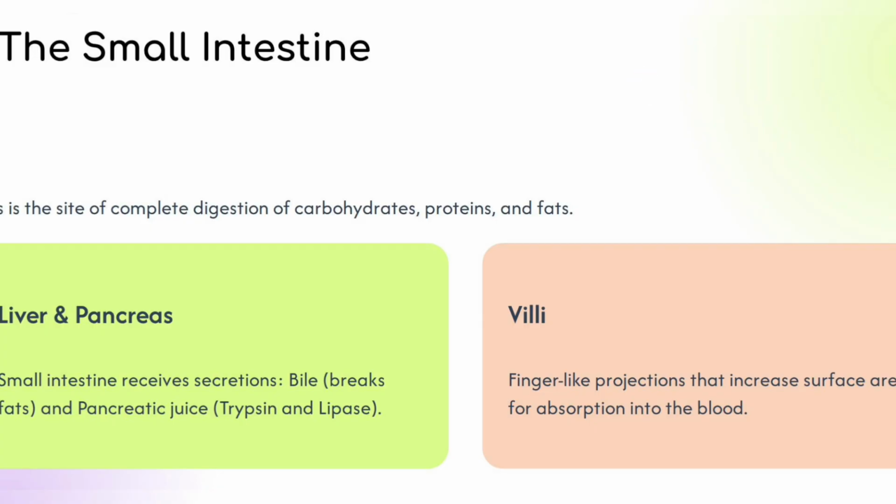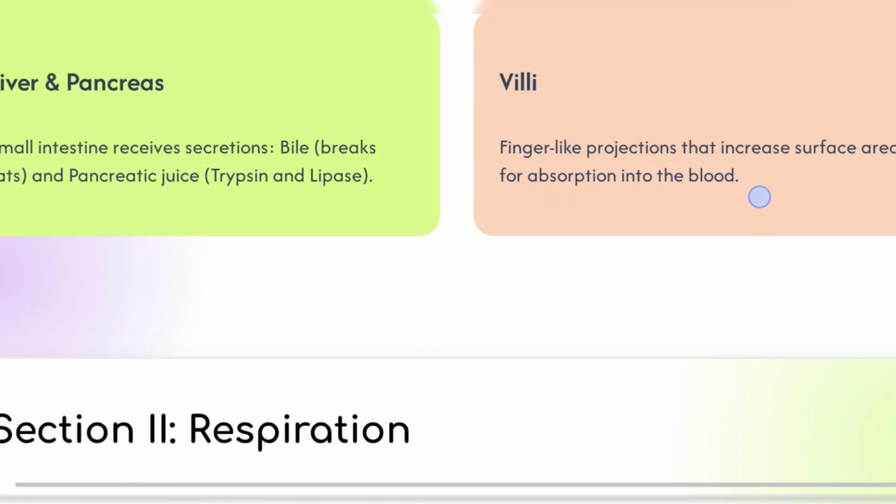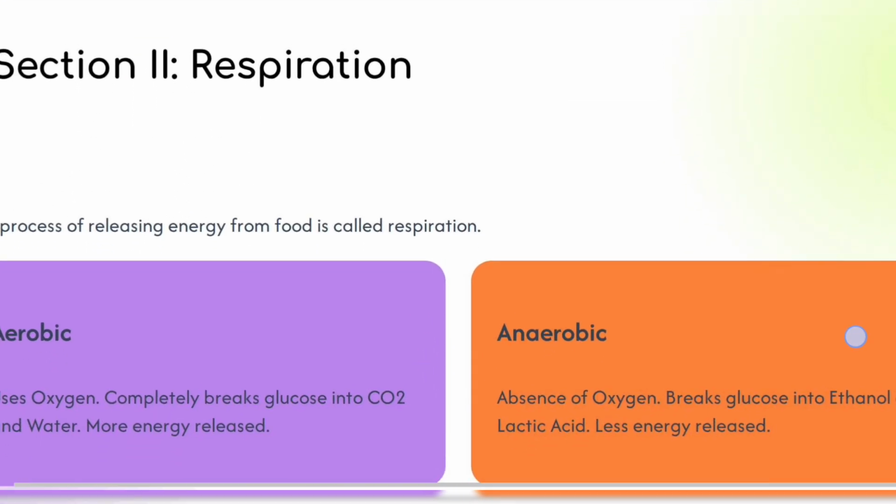After digestion, the digested food is absorbed. For this, the inner walls have villi, millions of finger-like projections that increase the surface area for absorption. The absorbed nutrients go into the blood. Next, we will study respiration.